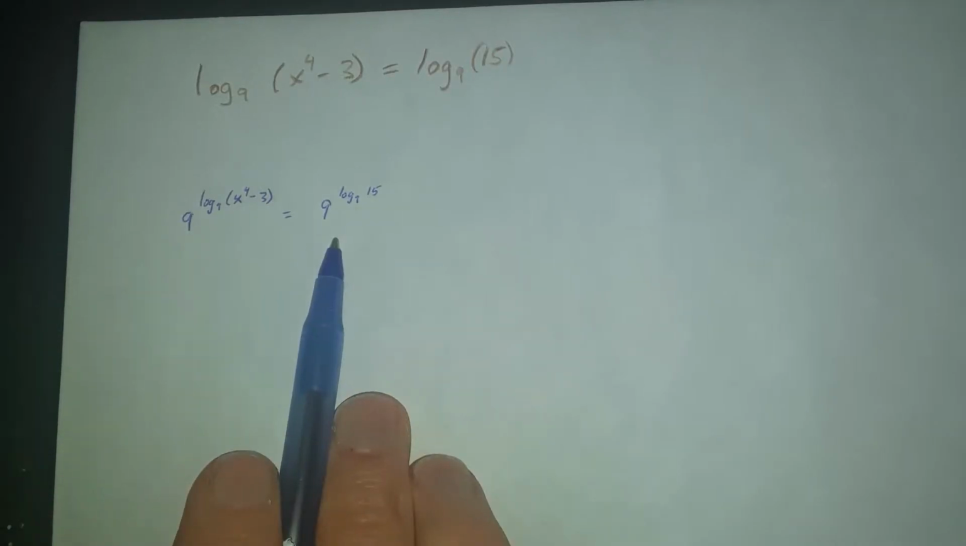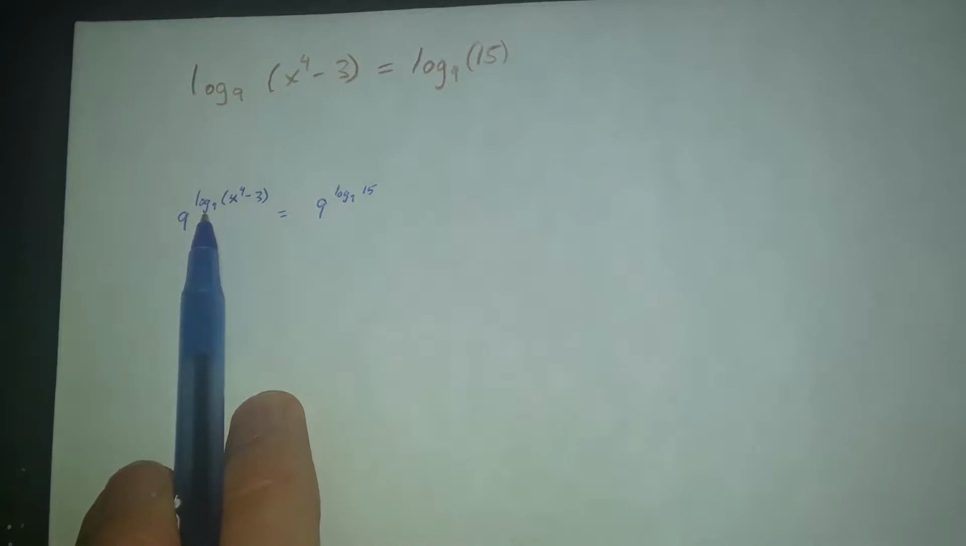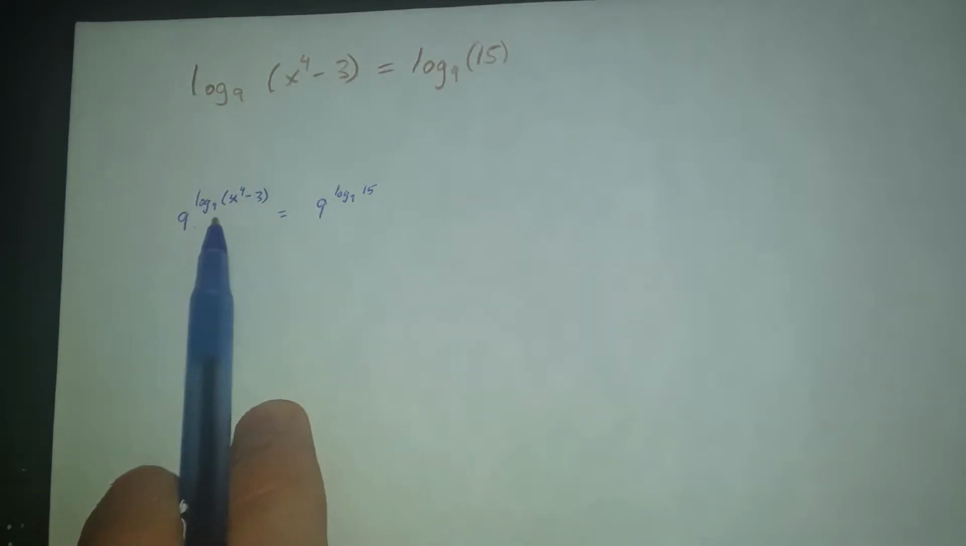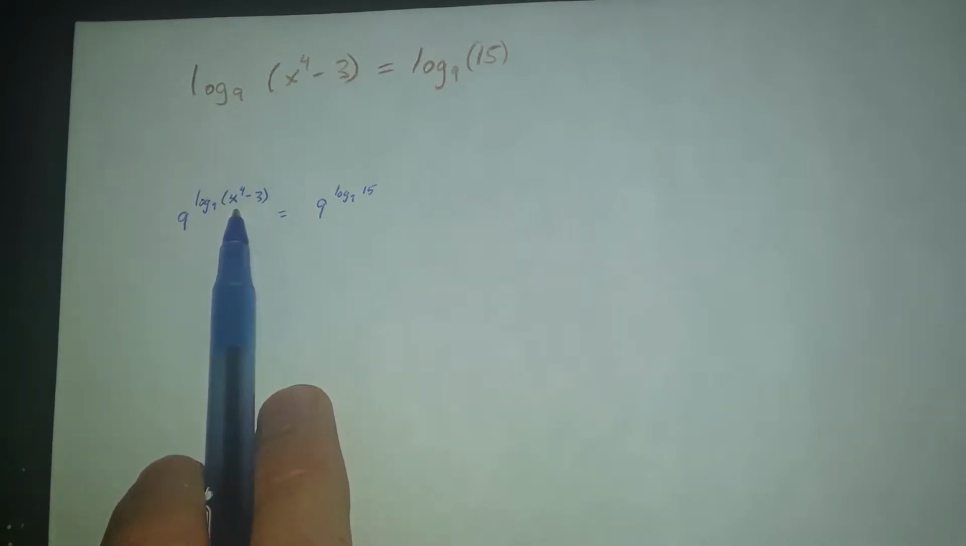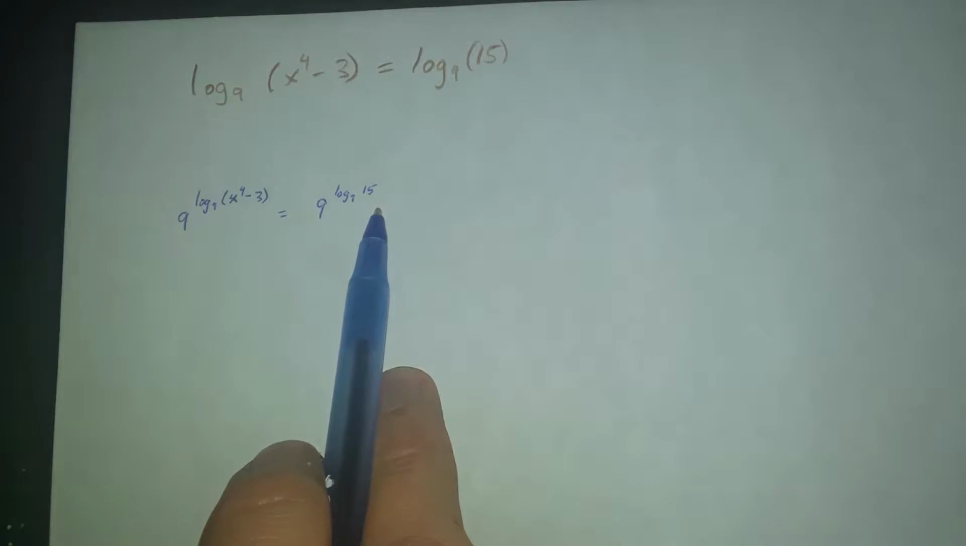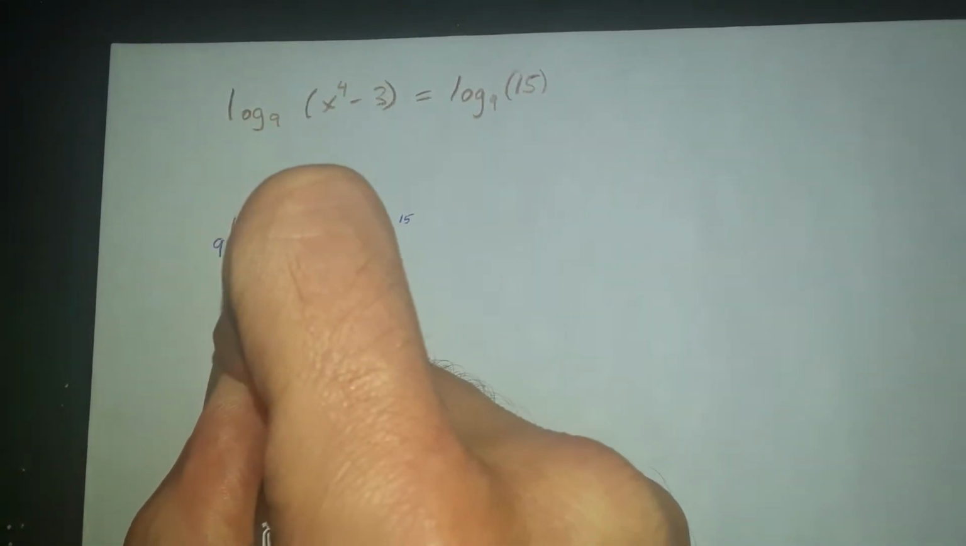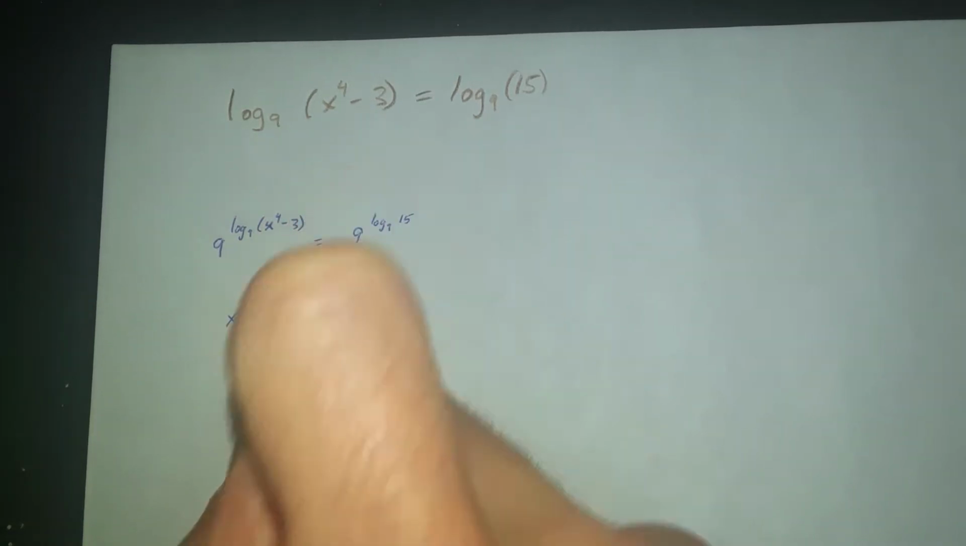So we have this going on, and now this 9 and this exponent of log base 9, they cancel, and it's going to leave us with just the x to the 4th minus 3. Same on the right-hand side, the 9 and this log base 9 cancel, leaving us just the 15. And so this is going to leave us x to the 4th minus 3 equals 15.